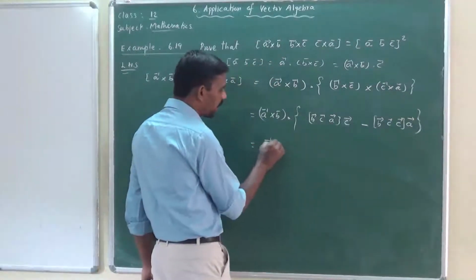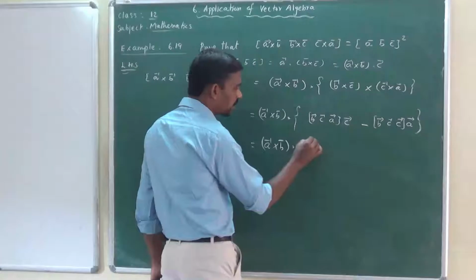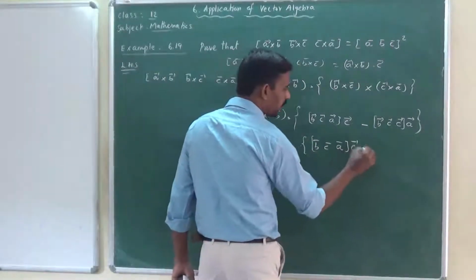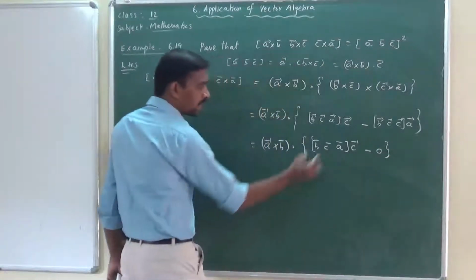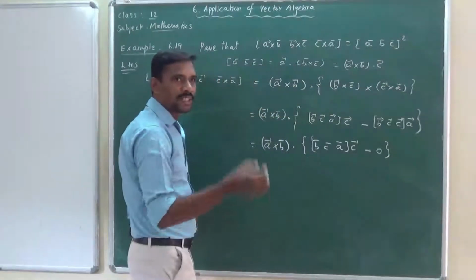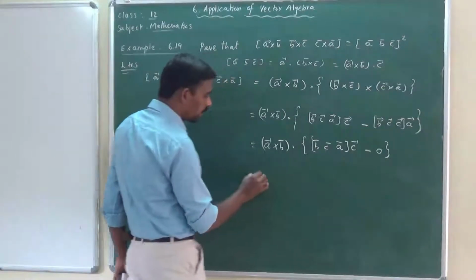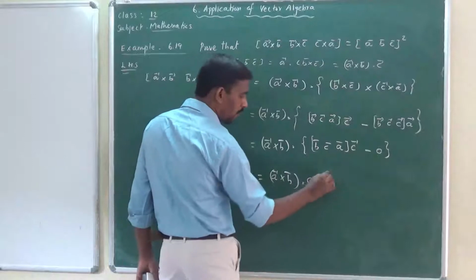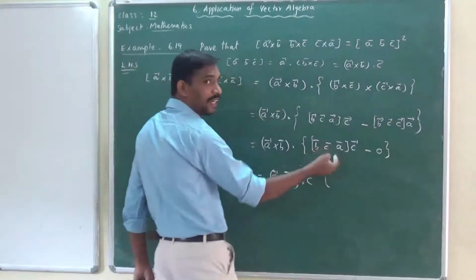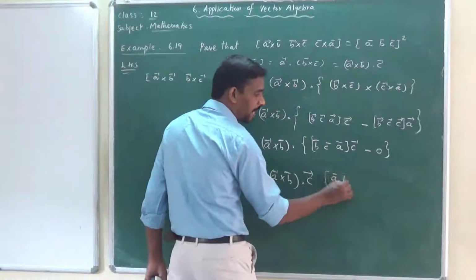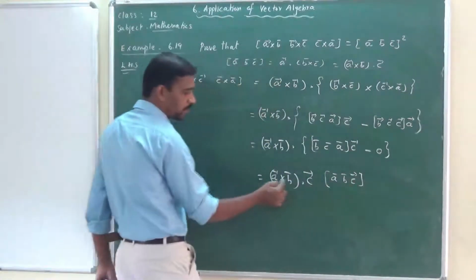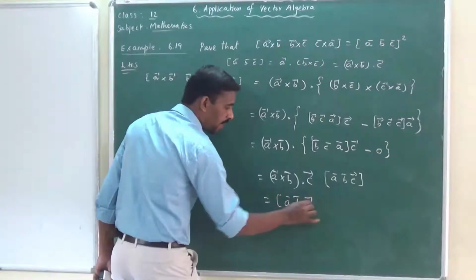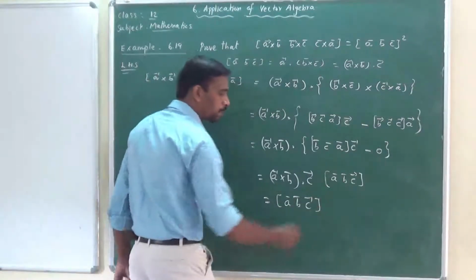So we can get A vector cross B vector dot C vector, and B vector, C vector, A vector into C vector remains 0. So this box product value is nothing but a scalar, so just leave it. Then remaining A vector cross B vector dot C vector. We can arrange it as BCA according to the property, so it will be A vector, B vector, C vector. This is nothing but A vector, B vector, C vector within the box product.